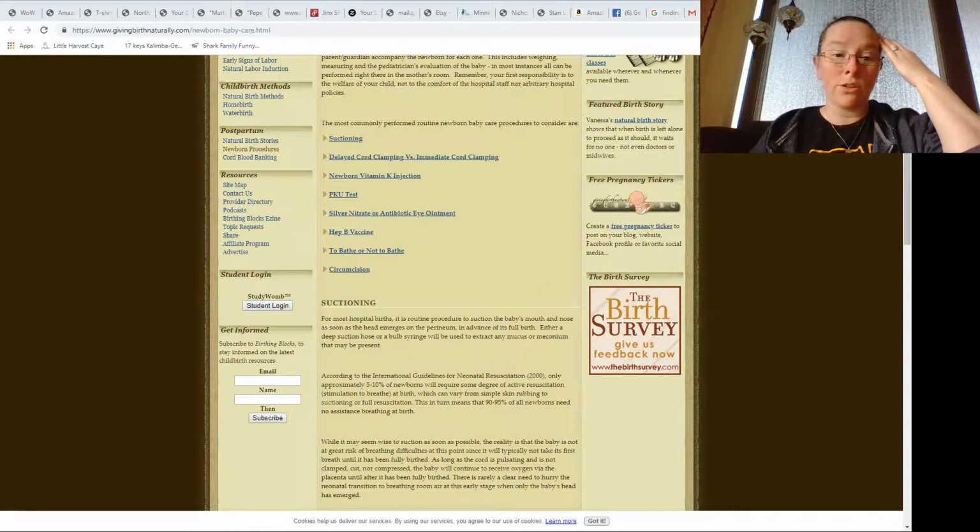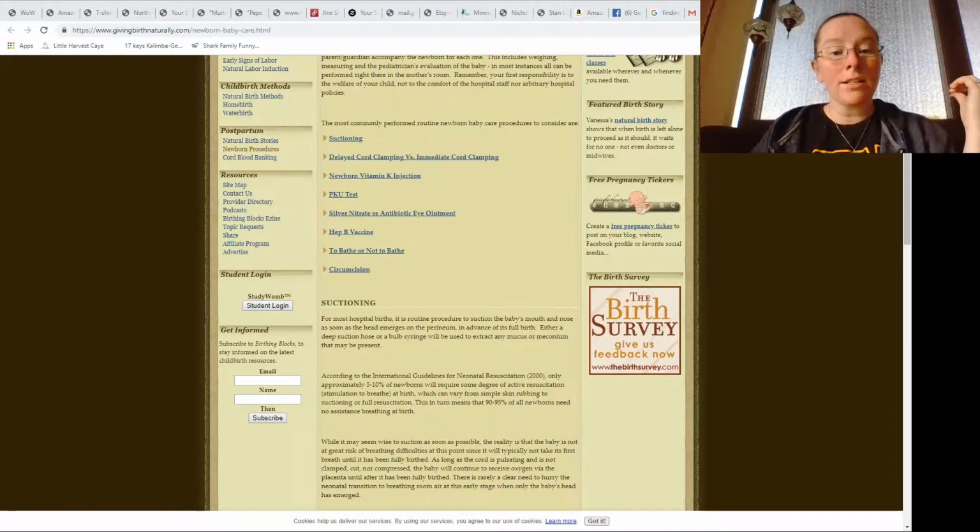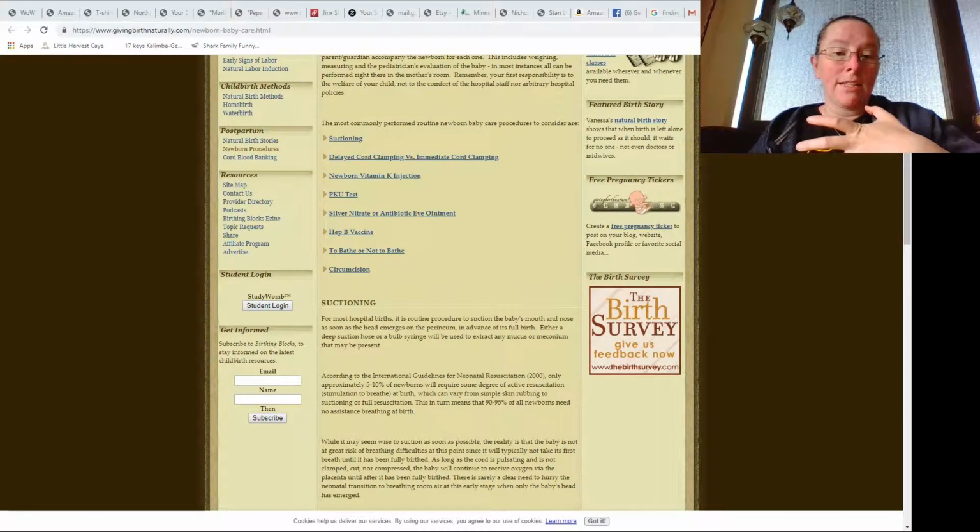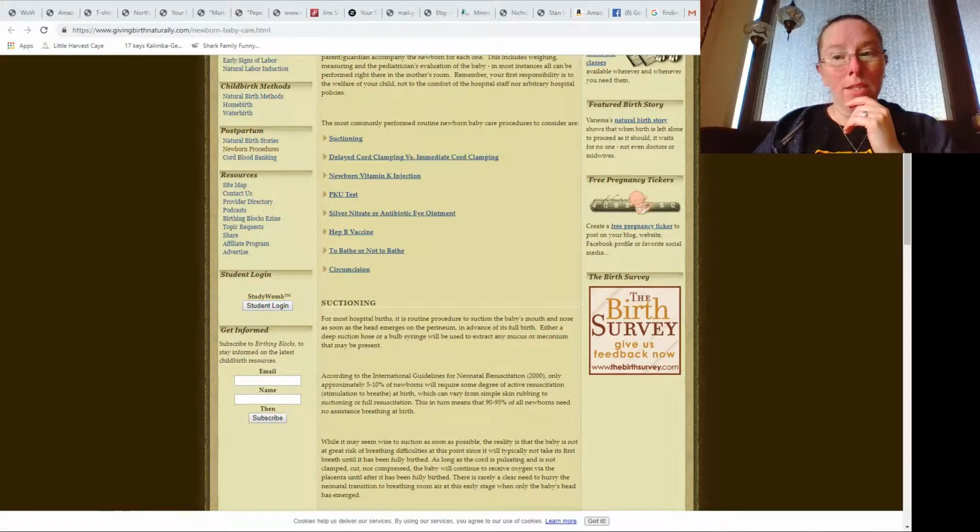The PKU test is essential. Suctioning is not essential, but sometimes if the baby is stuck, they will need to help pull the baby out, and that's the only way to do that. So that goes over all of those things.